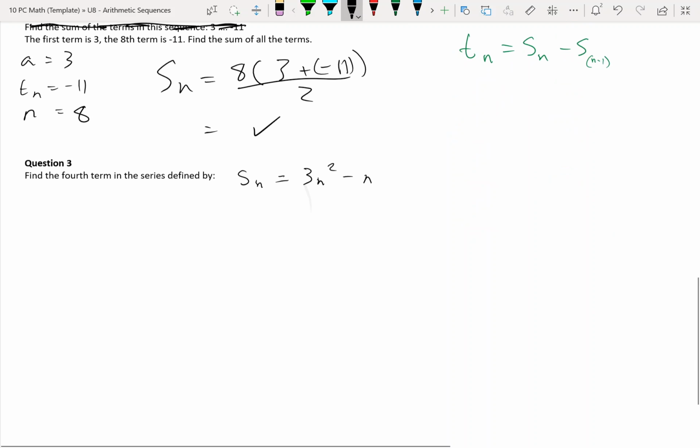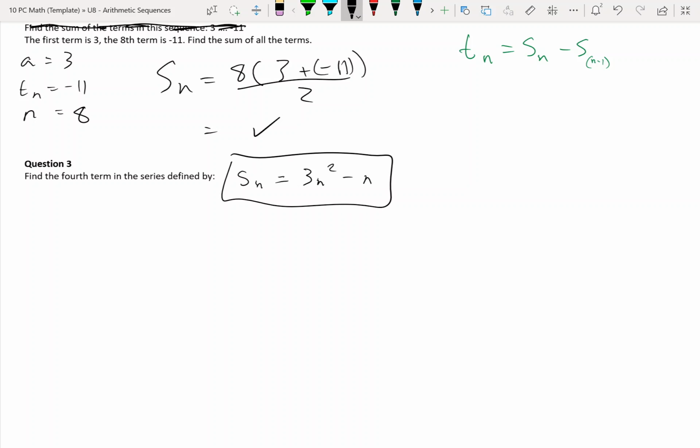Okay. The third one, they gave us a formula for what S at n is. They want us to find the fourth term. The problem is I can't just sub in 4 because that's not going to give me the fourth term. That will give me the fourth sum, okay, the total of all four numbers. So what I'm going to do is I have to actually start writing out the list. I'm going to write out what the numbers are over here.